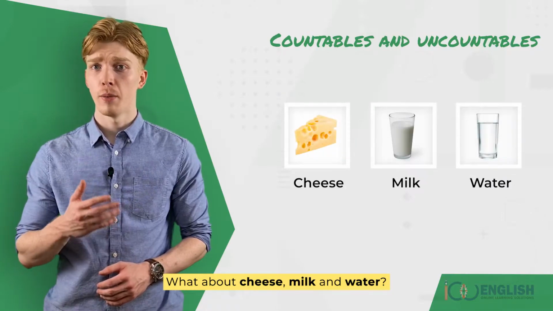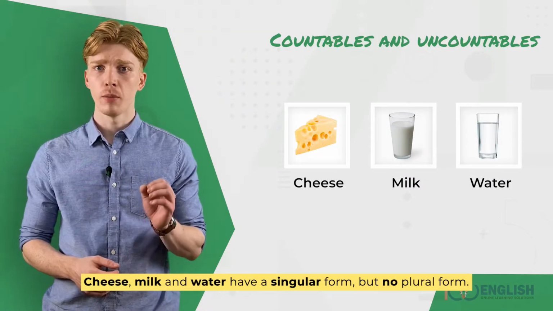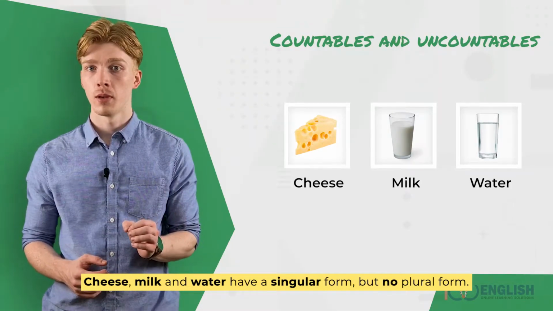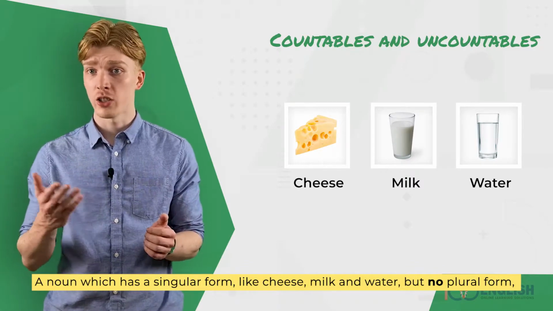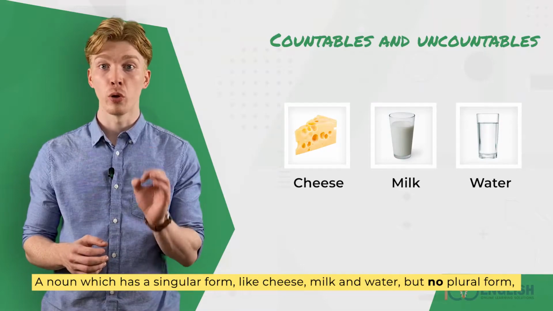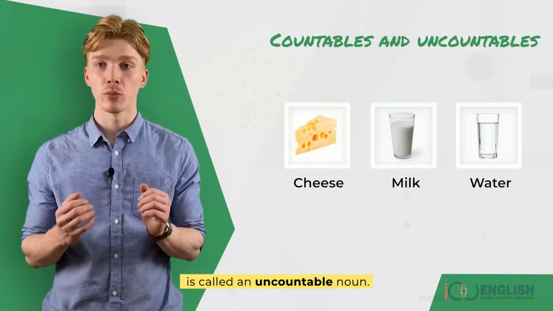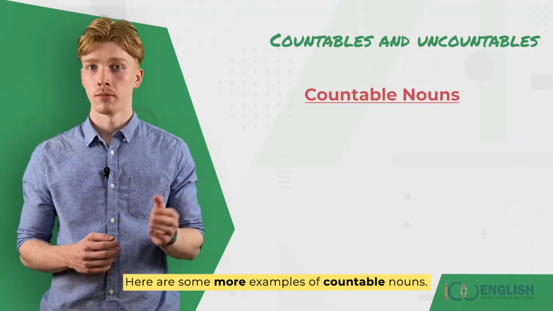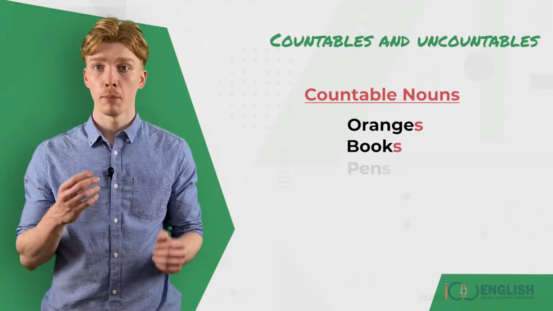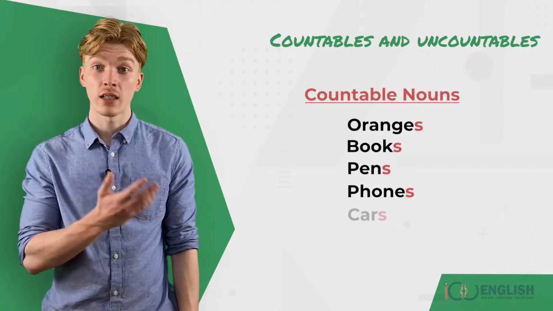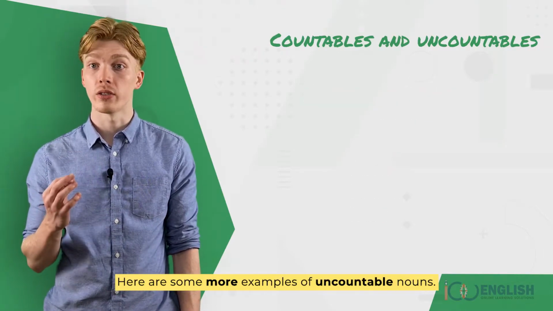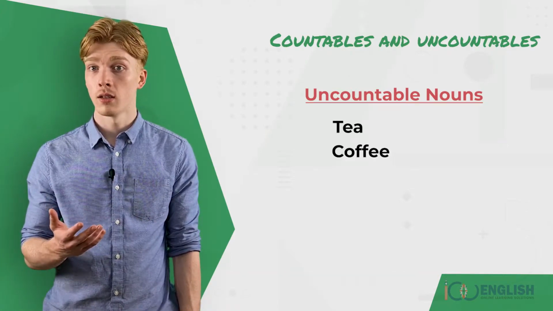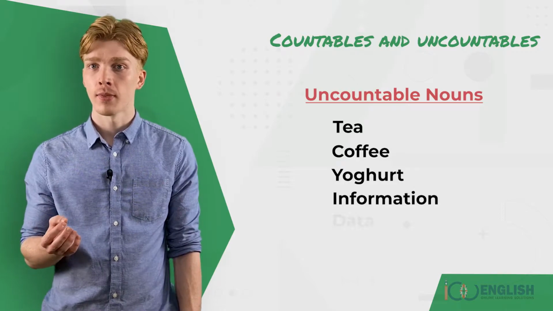What about cheese, milk, and water? Cheese, milk, and water have a singular form, but no plural form. A noun which has a singular form, like cheese, milk, and water, but no plural form, is called an uncountable noun. Here are some more examples of countable nouns: oranges, books, pens, phones, and cars. Here are some more examples of uncountable nouns: tea, coffee, yogurt, information, and data.